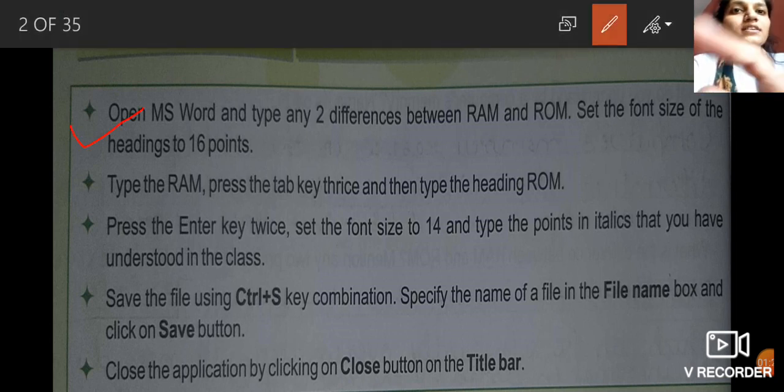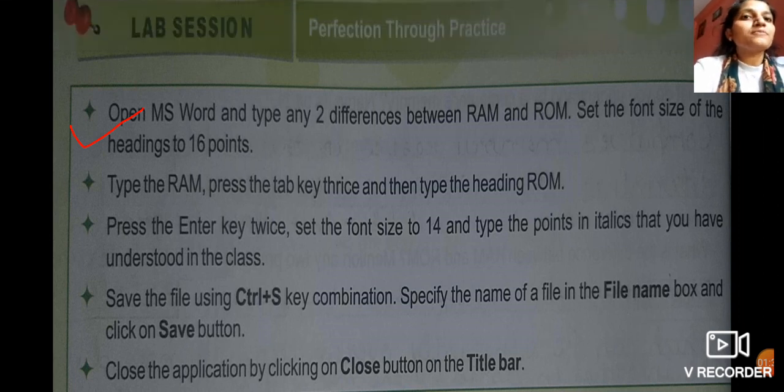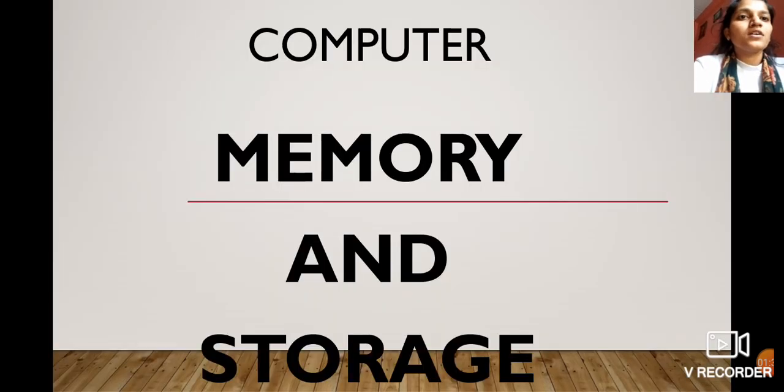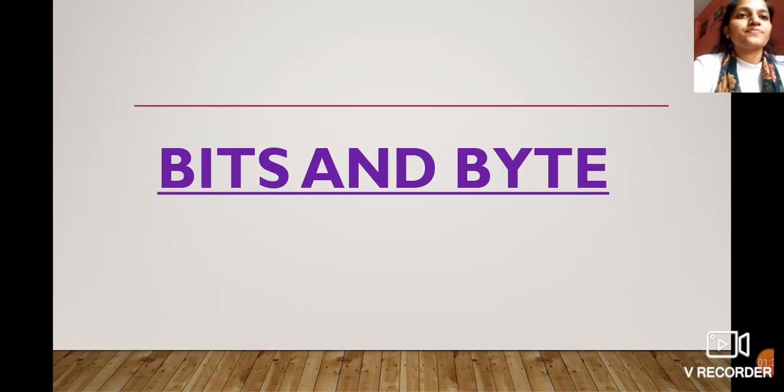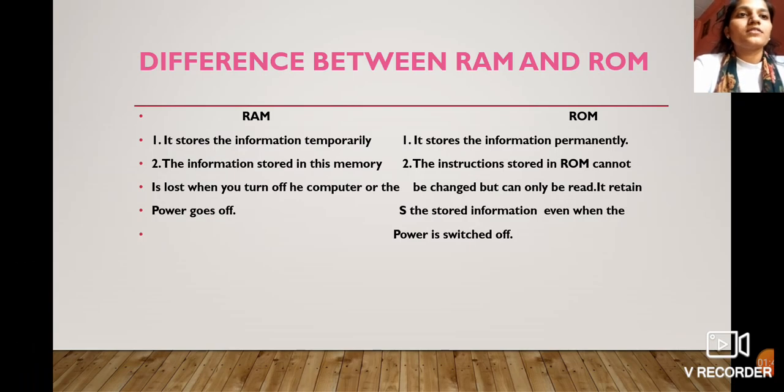Yes, we can all see MS Word here. Then you have to type any two differences between RAM and ROM. Set the font size of the headings to 16 points. Now students, I am going to show you the difference. So this is RAM and ROM. Students, can you see what you are going to do?